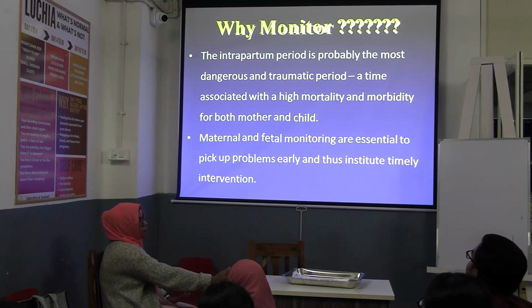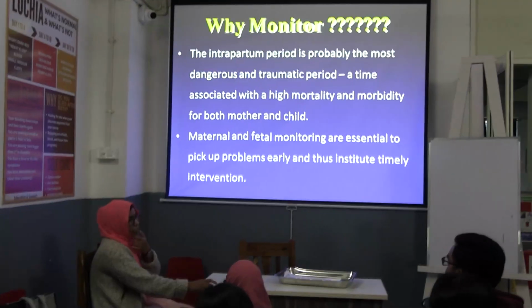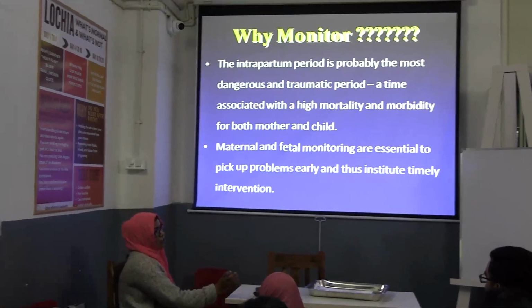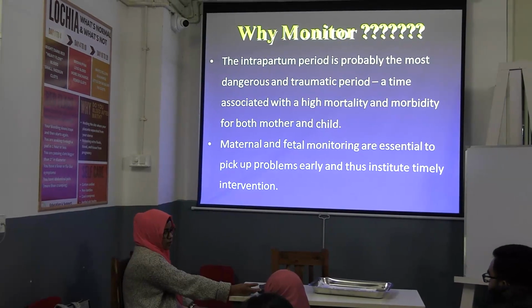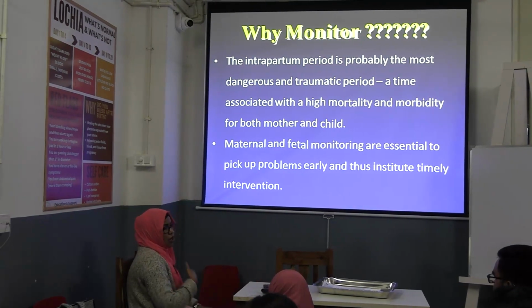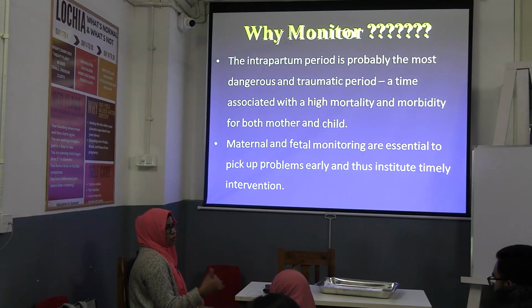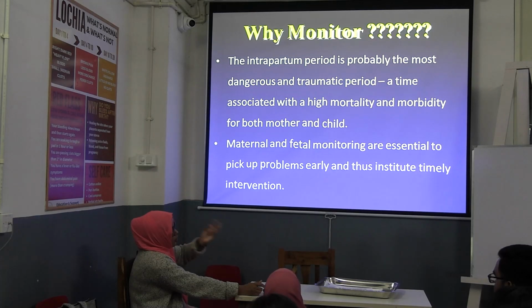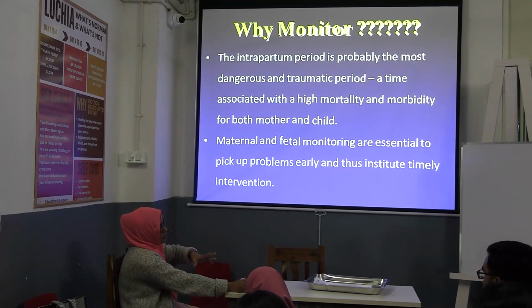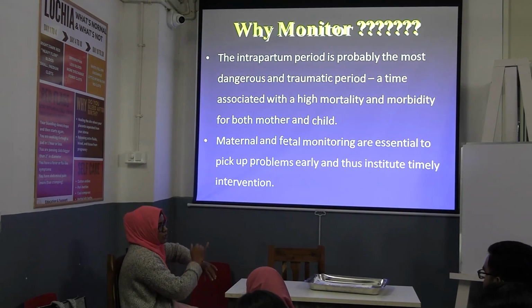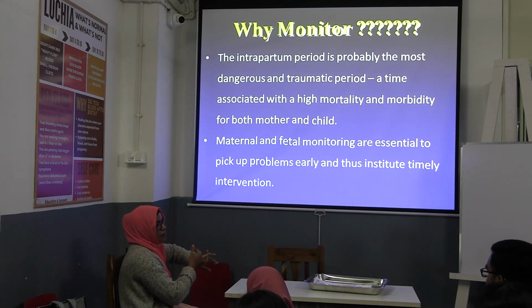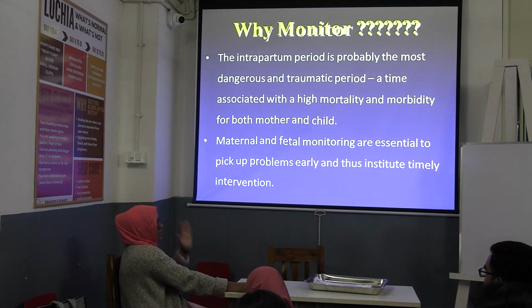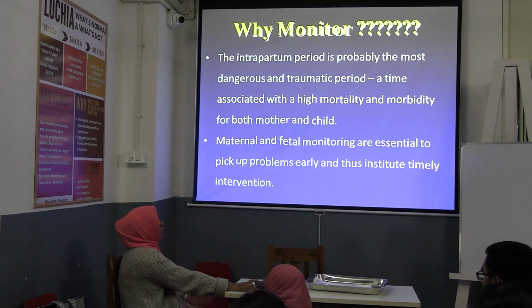Graphical representation of all the events that are going on during labor. Maternal condition, what is the fetal condition, how the labor is progressing, progressing normally or abnormally, that's the partograph. So here the most important thing is how the labor is progressing. And second comes the fetal condition, and third comes the maternal condition. These things are seen in the partograph. The main thing is progress of labor. That is the main thing.